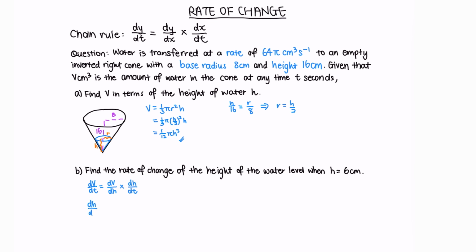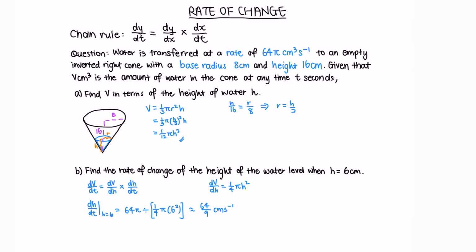So if you want to find dh over dt when h equals 6, this will be equal to dv over dt divided by dv over dh when h equals 6. What we know is dv over dt is 64 pi. And over here, let's just find dv over dh. dv over dh will be 1/4 pi h squared. You are differentiating v in terms of h. So here, you should get 1/4 pi, and in this case, h is just 6 squared. And this should get us 64 over 9, and let's give units, cm per second.